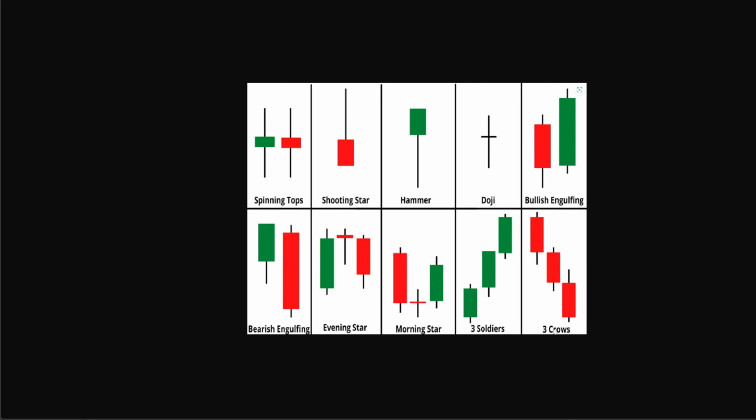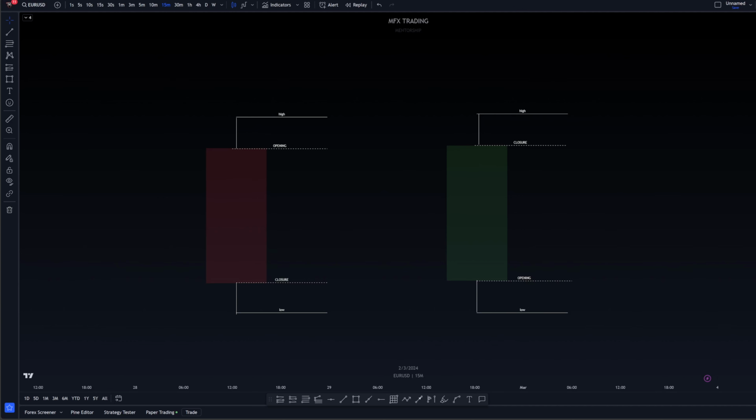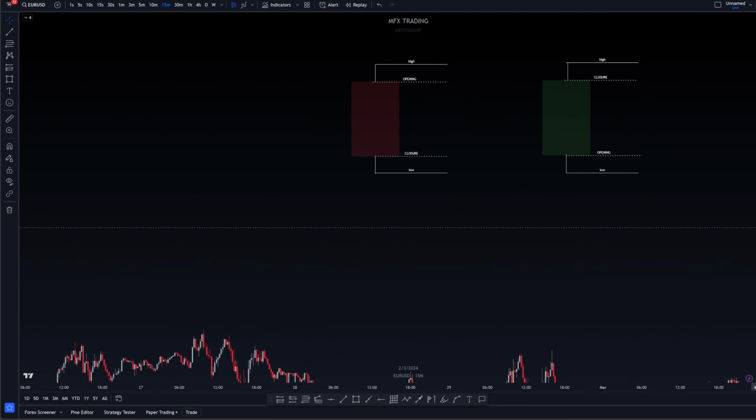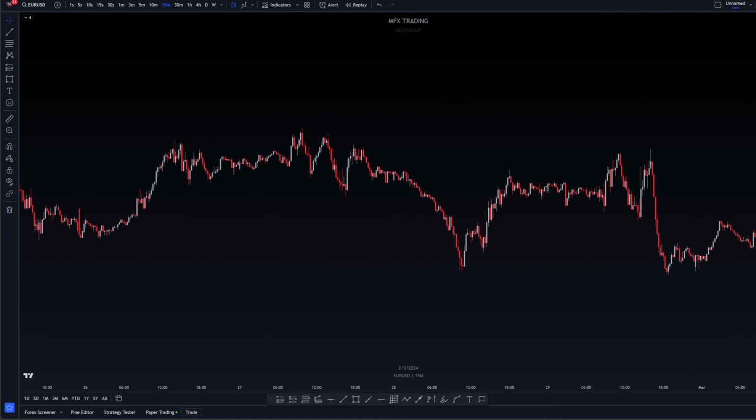And then we have these three soldiers, three crows. Like, really, I don't care about that. That's just very bullish price action and very bearish price action. So to wrap up, these names don't say anything to me, and I don't recommend you to learn them by heart. It's simply more important to know what they actually mean and what they are telling you. So those were the basics, and those are the fancy names.